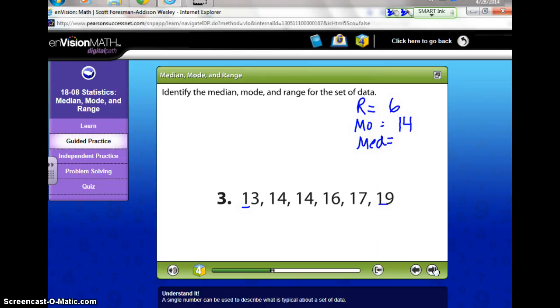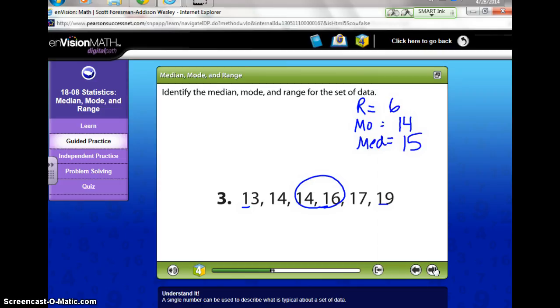What about the median? The median is the middle number. Caden. Okay, so we have two middle numbers, but we have to find the average of those. Caden says that's 15. Do you all agree? Yep. Okay, good work.